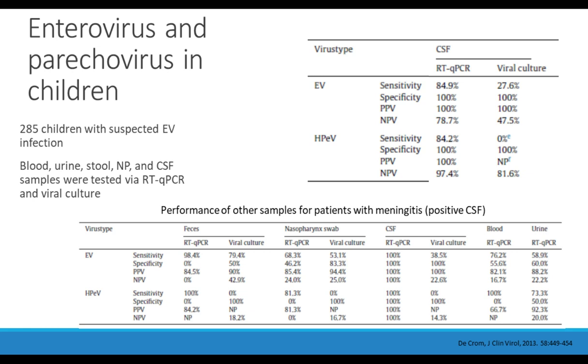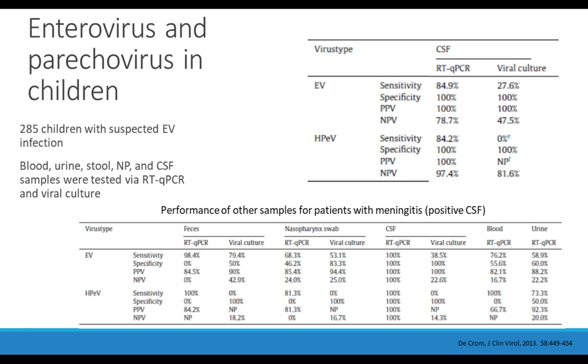Parechovirus had a similar result for CSF PCR, and owing to the difficulty in isolating and identifying parechovirus in culture, you can see that there were actually no positives detected via viral culture. In patients who have meningitis, you can find the virus in a lot of other sample types. But again, the unique thing here is that PCR is clearly a superior test in terms of sensitivity.